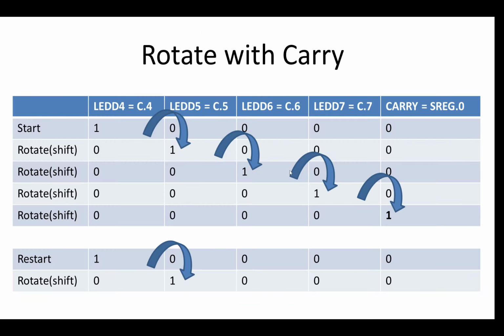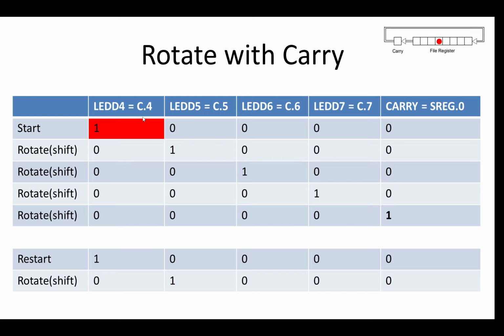So what's it look like? Let me walk you through. We're going to set the first LED on. That's LED 4, C.4, and if you look at the top right-hand corner there, you can see a little LED that's on. Then it will rotate it to the left, and that next LED will come on. Left, the next LED will come on. Left, the next LED will come on.